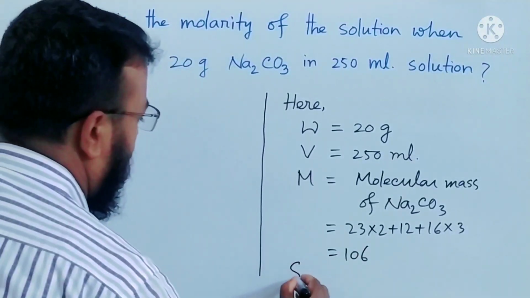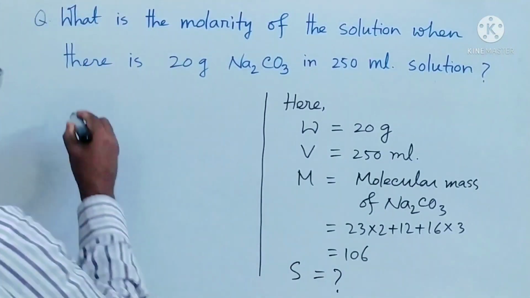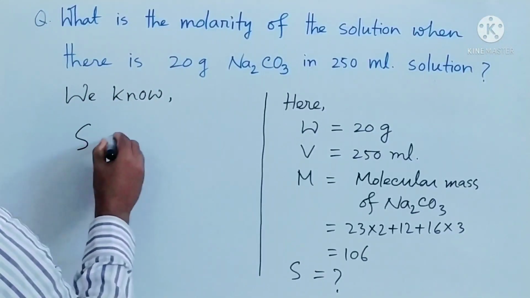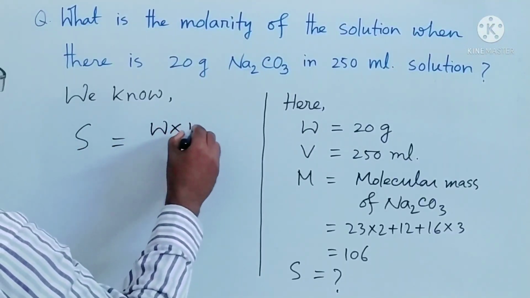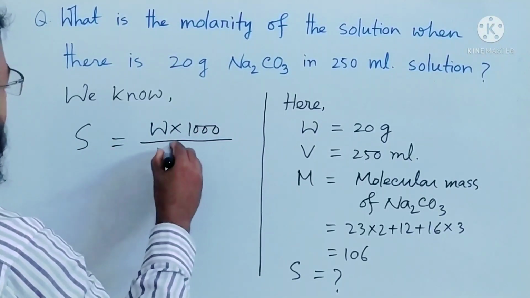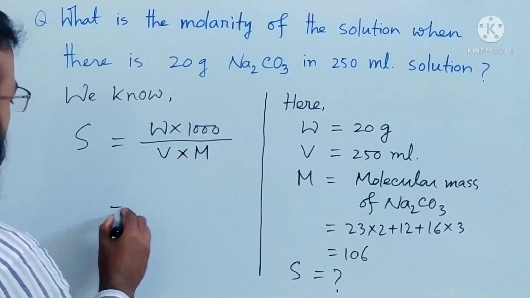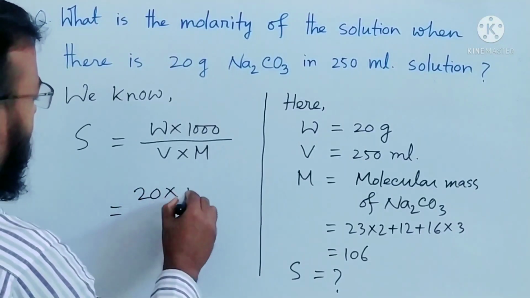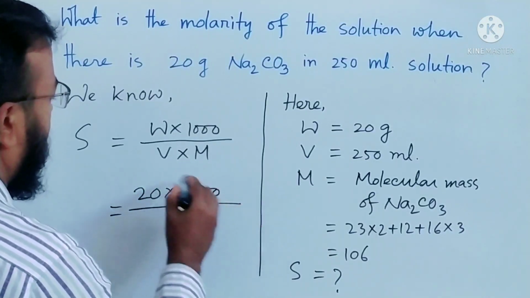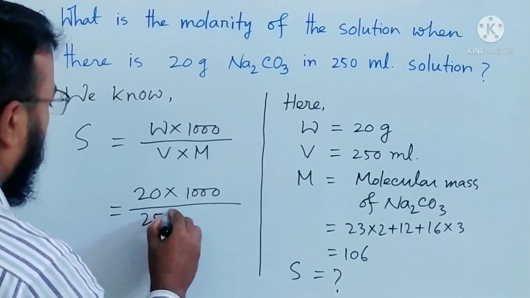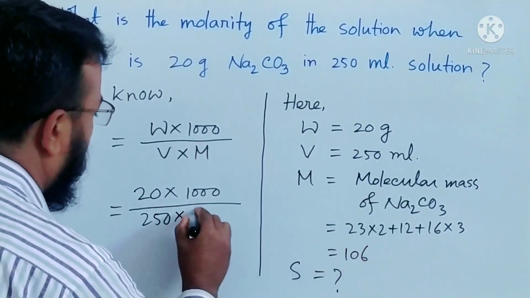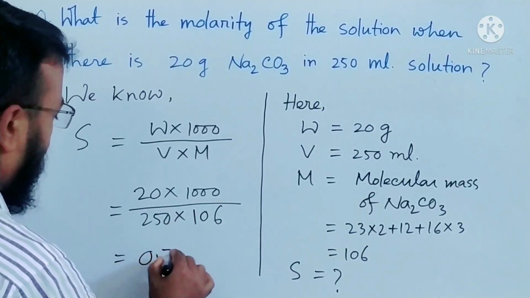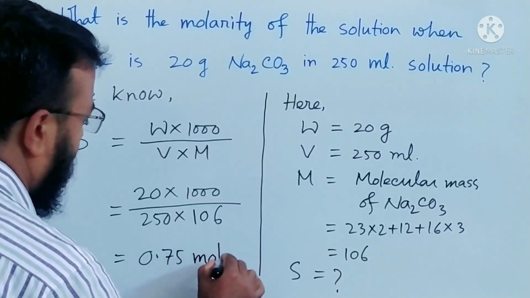So we have to find out the molarity of the solution. So we know molarity of the solution equals W into 1000 divided by V into M. So there is a formula. Now if I put the value, W it is given 20, 1000, then V it is given 250 milliliter, and molecular mass it is 106. So we have got the answer, it is 0.75 molar.